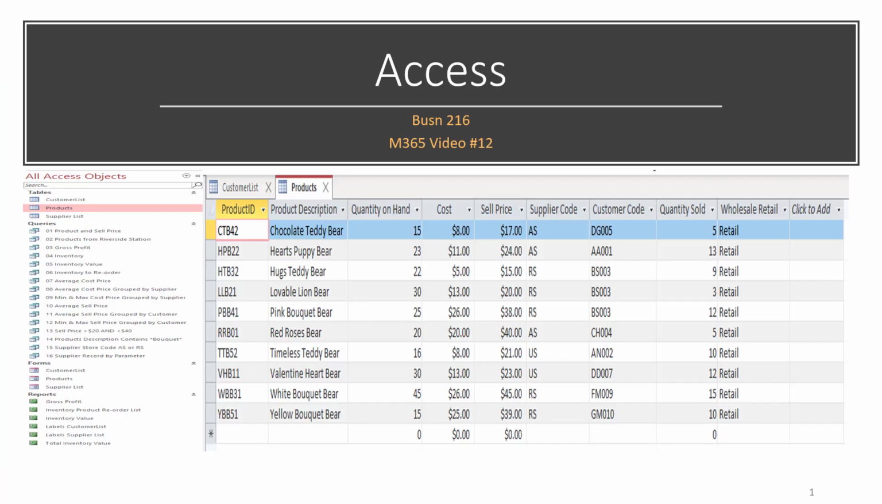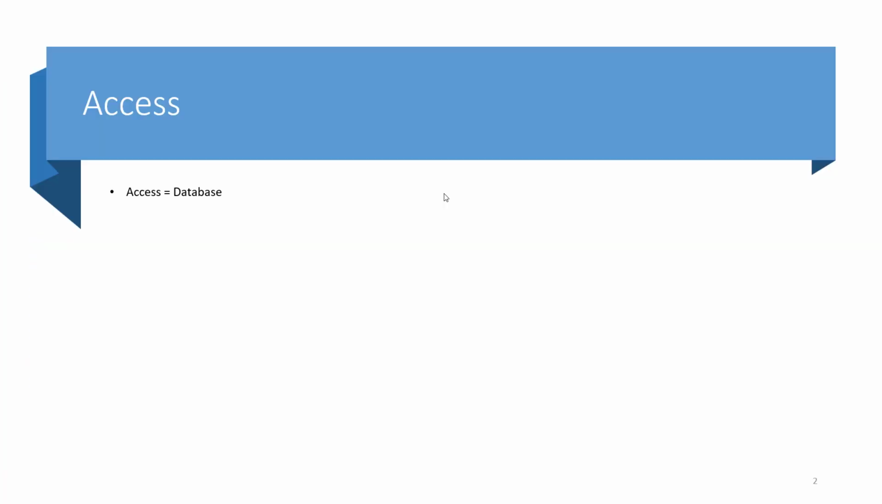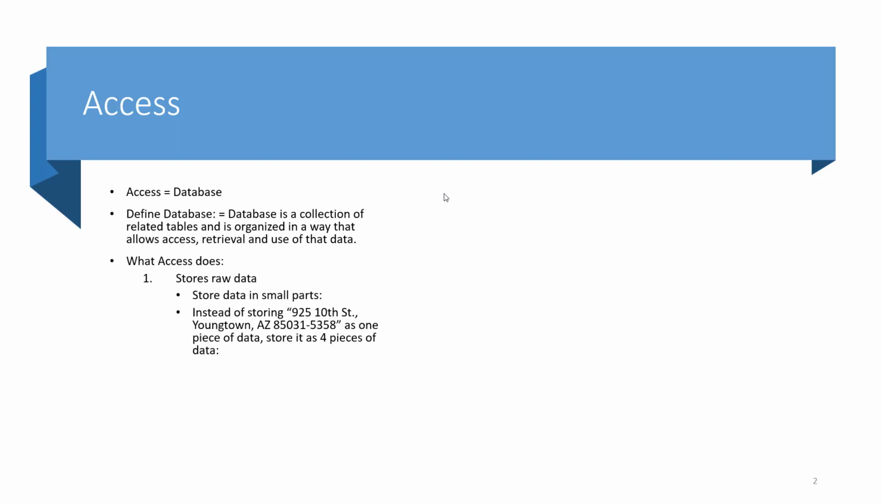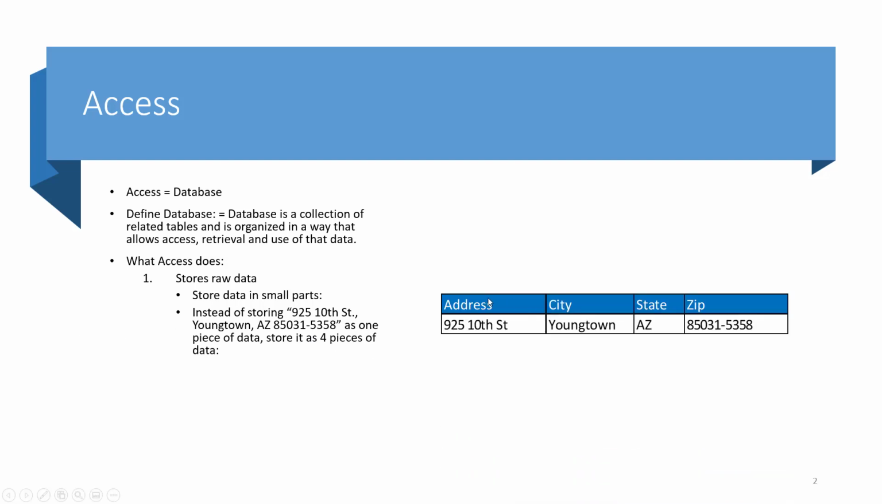Now, if I advance to my next slide, we see that Access is a database, which is a collection of related tables, and it is organized in a way that will allow access, retrieval, and use of that data. So what does Access do? Access stores raw data. It stores data in small parts. For example, instead of storing the address as one part, it stores that in 4 pieces of data. As you can see right here, Access will store the address, the city, the state, and the zip code, all in 4 different pieces.